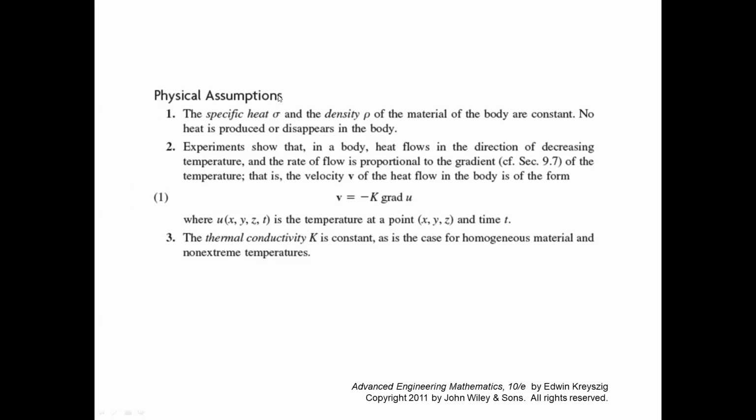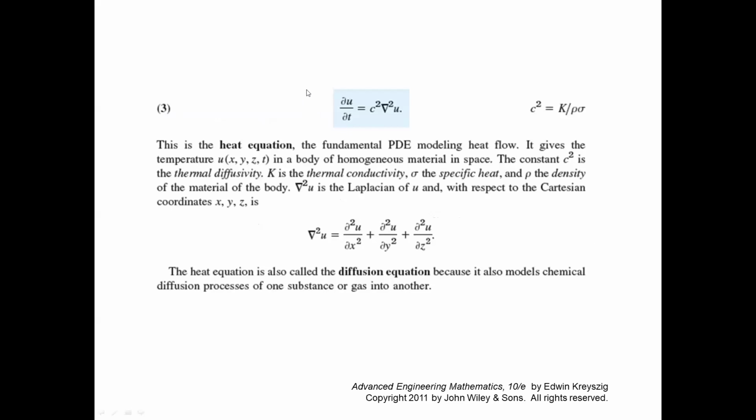The author of the textbook derived a PDE through these assumptions. This is the PDE we get, a second order linear PDE. c squared is a parameter corresponding to thermal conductivity divided by density times specific heat. It is also called the heat equation. But I have to emphasize it's specifically for heat conduction.